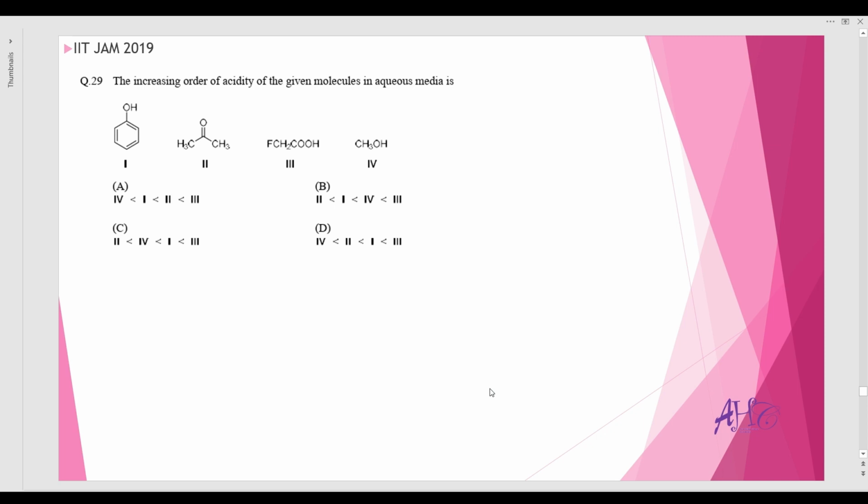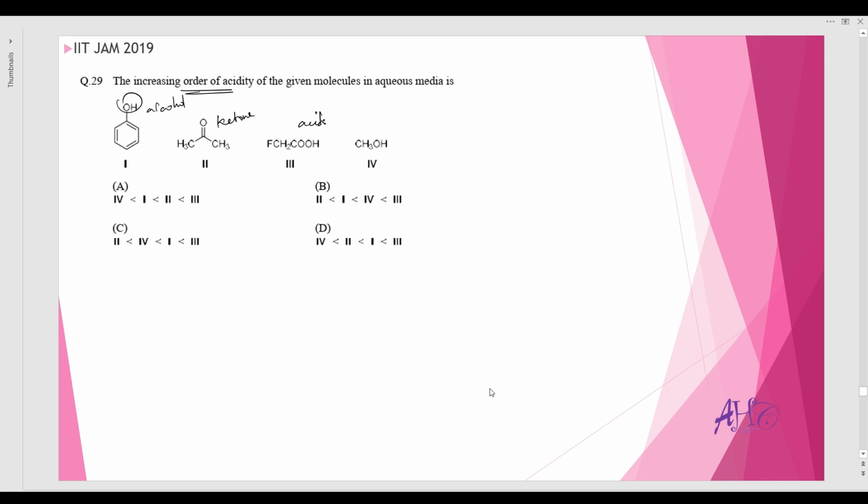Next question. So here they have given the increasing order of acidity. So they have asked for the increasing order of acidity. So see what molecules are given here. Basically you have your alcohol, then we have your ketones, then you have your acids, and then you have your alcohols.